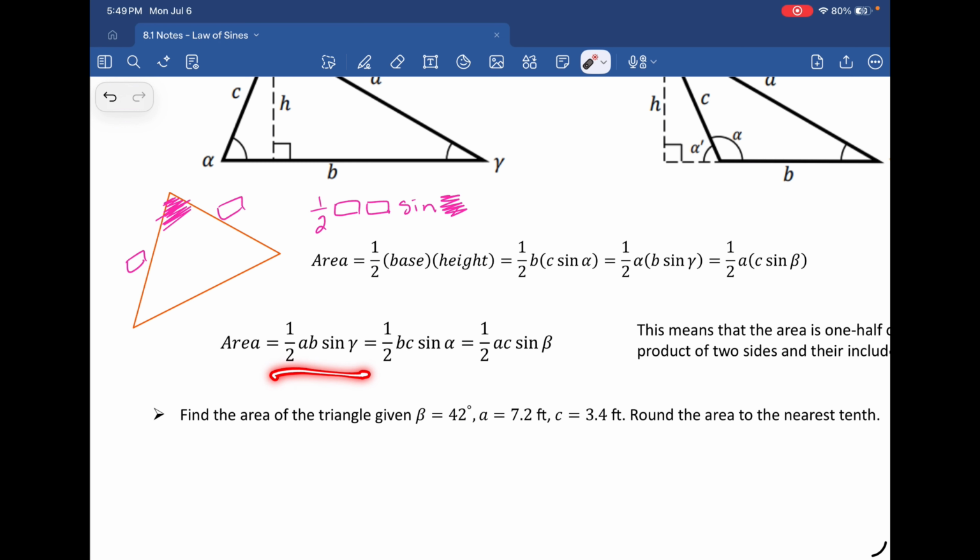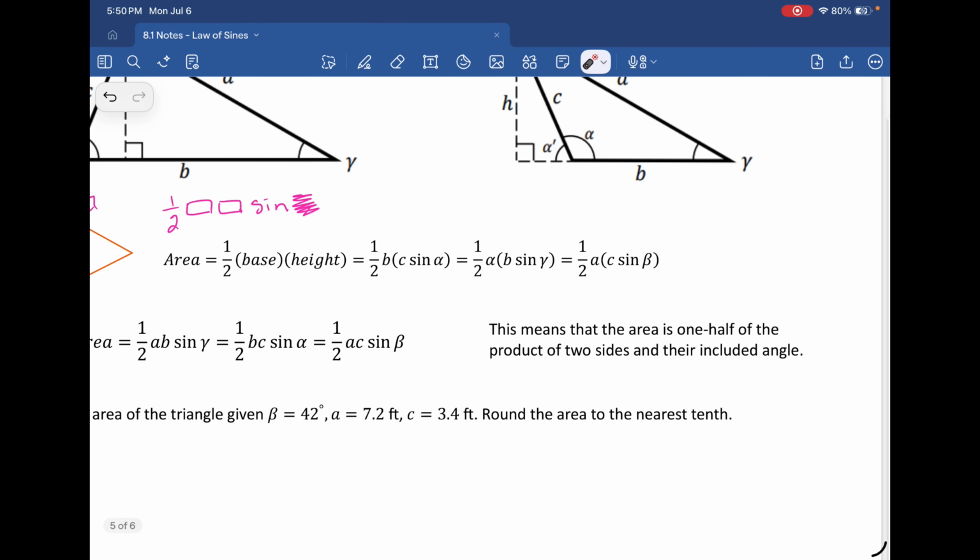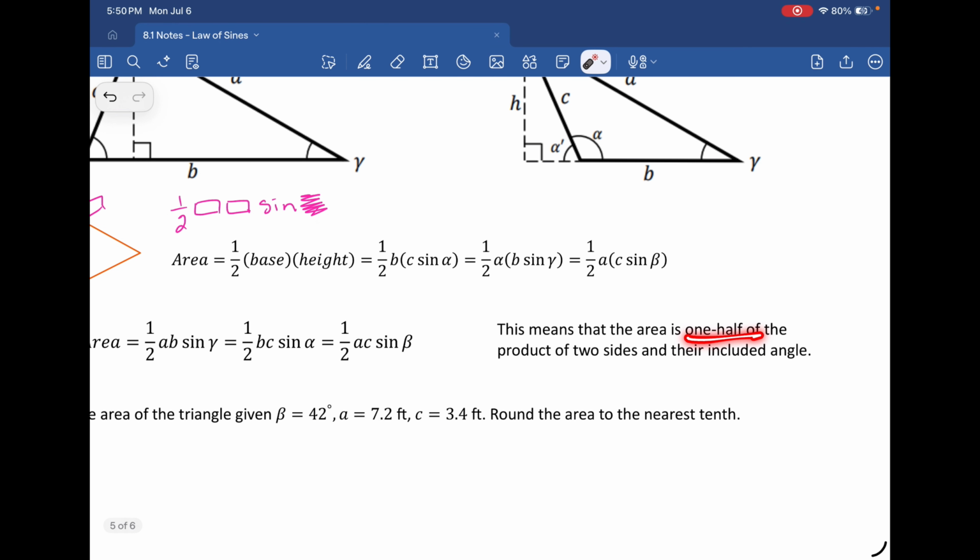I've got 1/2 AB sine C, 1/2 BC sine A, 1/2 AC sine B. So you can notice that the angle here is the missing letter. Angle here, missing letter. Angle here, missing letter. And that's because these angles are between the 2 sides. So the area is 1/2 of the product of the sides and their included angle.